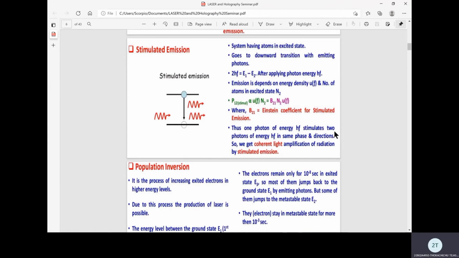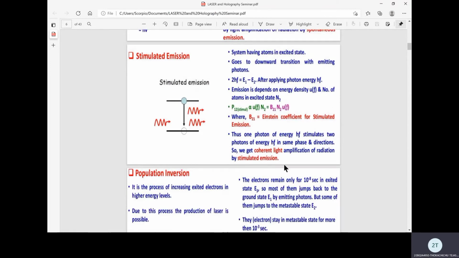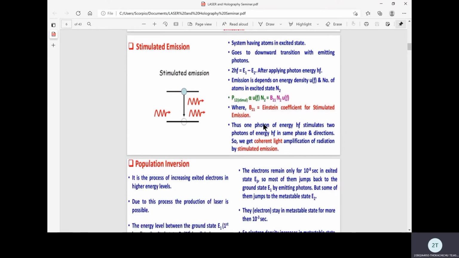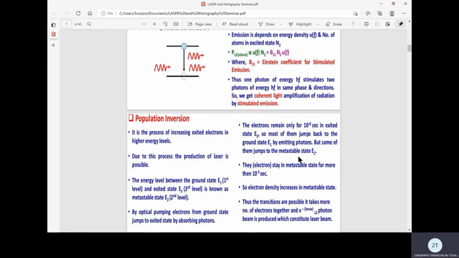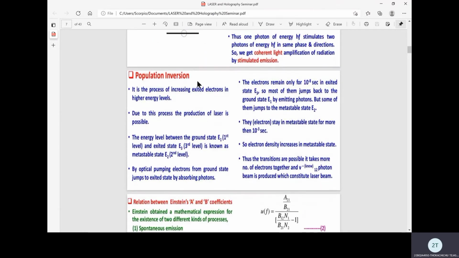Unlike in spontaneous emission, what we have to note here is that one photon of energy h nu stimulates two photons of energy h nu in the same phase and direction. Since they are of the same phase and direction, we clearly get coherent light, which plays a key role in laser light. So let's see the topic of population inversion.